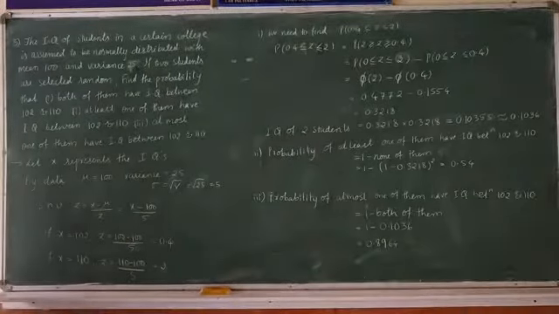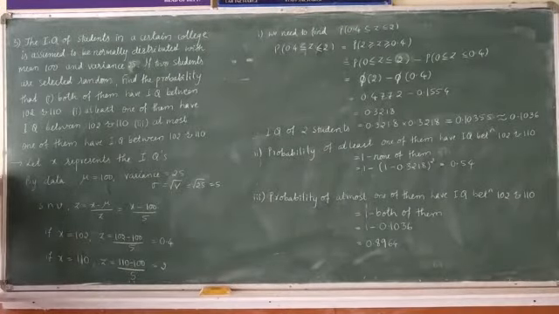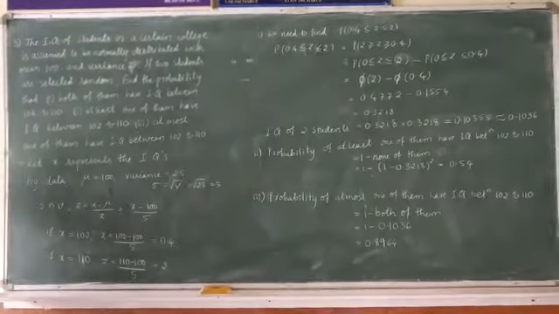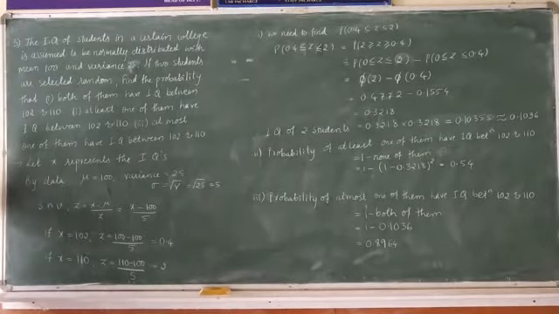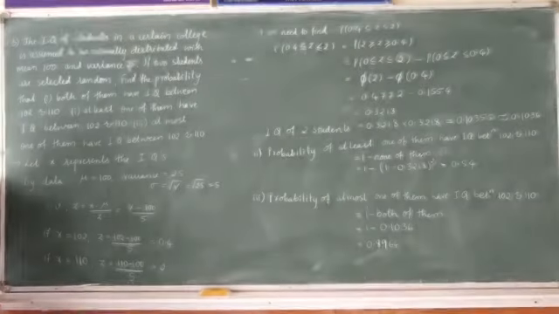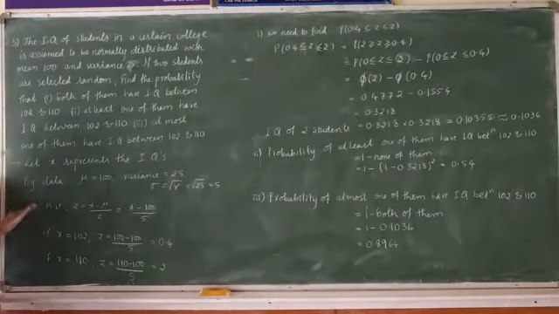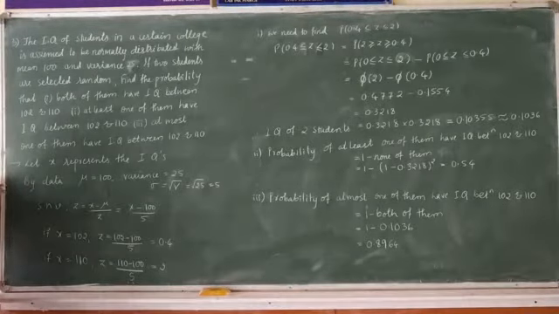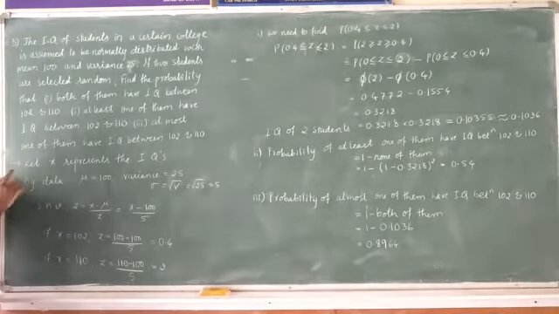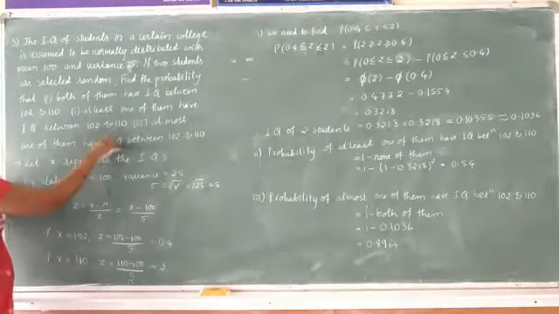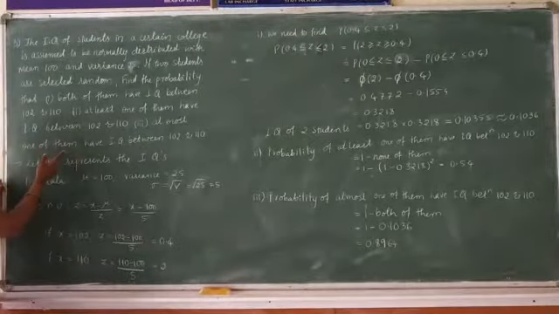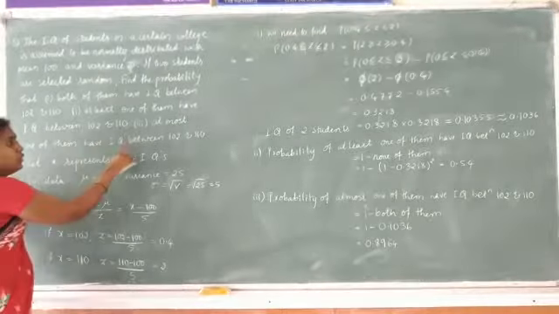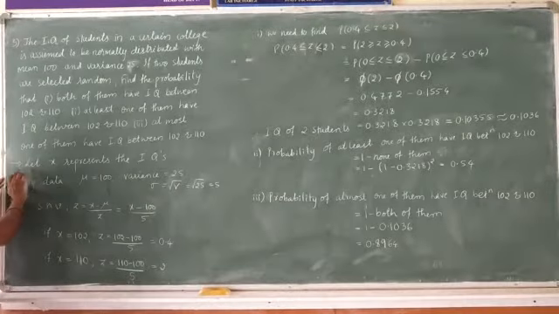That means here they have given the IQ of students of a college with the mean 100 and variance 25. Here they have selected two students randomly. They are asking to find the probability of IQ of two students, first one, and the probability of IQ of at least one of them between 102 and 110, and the probability of at most one of them having IQ between 102 and 110. Okay. Let us solve this one.